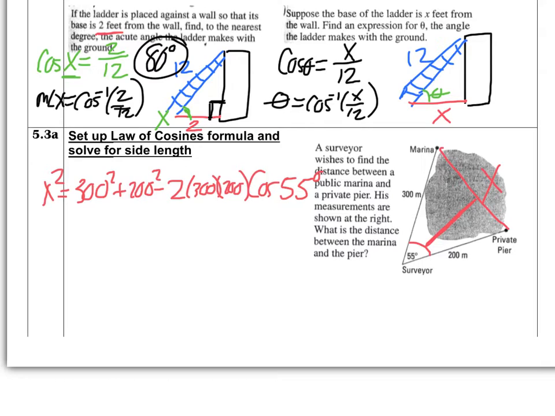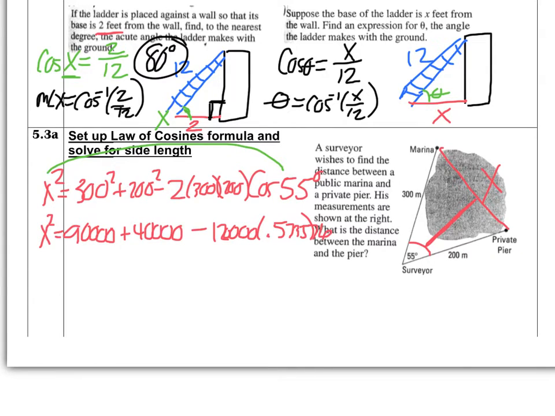Because remember that this side and that angle have to be partners. Now the trick here is just to simplify. So I'm going to do these exponents here, and then I'm going to multiply this entire thing together. So let's go ahead and do the first step of simplification.